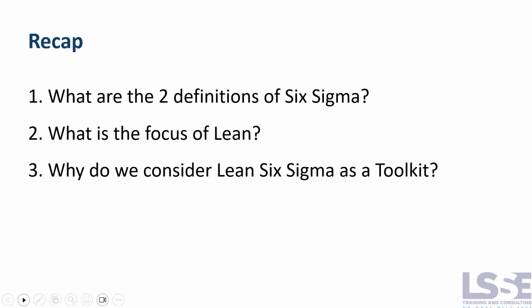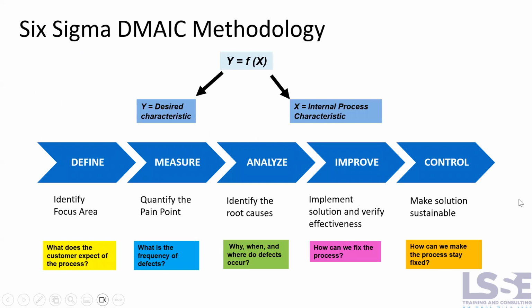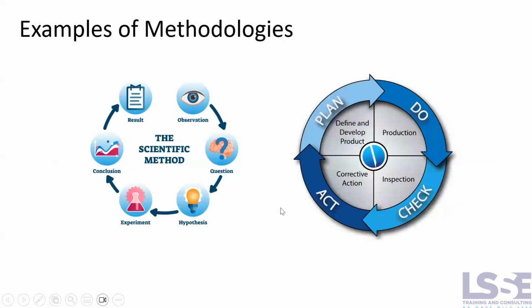Okay, let's move on. As I've mentioned, one definition of Six Sigma is the methodology, or the step-by-step approach in terms of solving an issue. And the methodology that we're going to use in this course is the DMAIC methodology. It's what we use when there is an existing process, and DMAIC stands for define, measure, analyze, improve, and control.